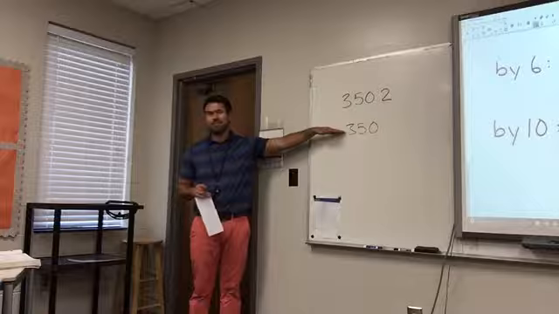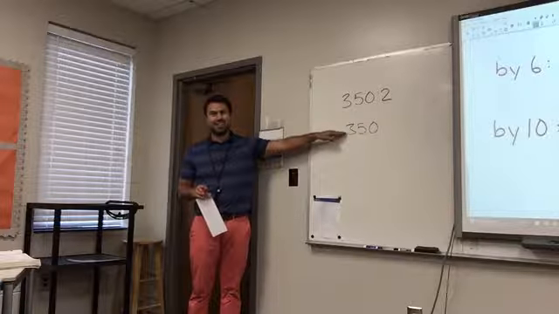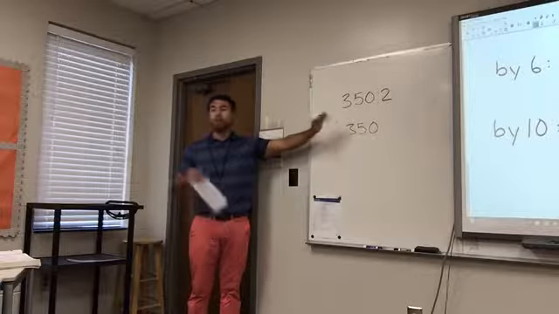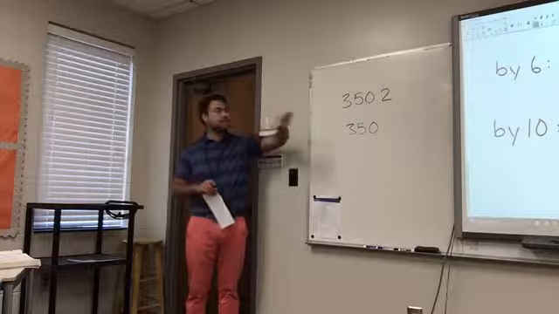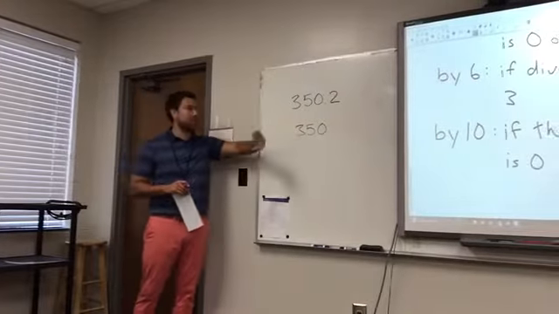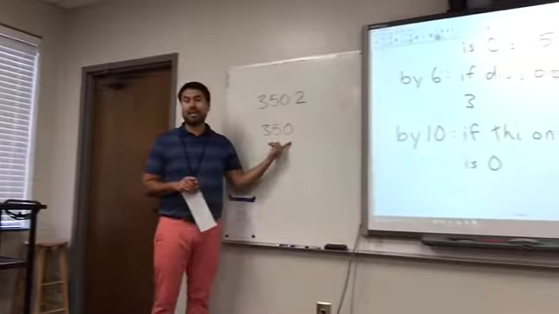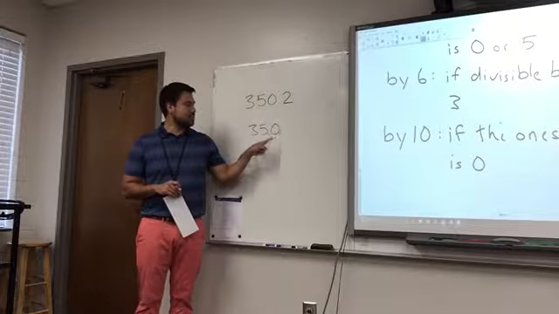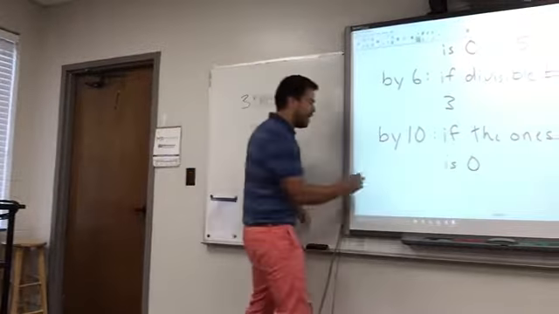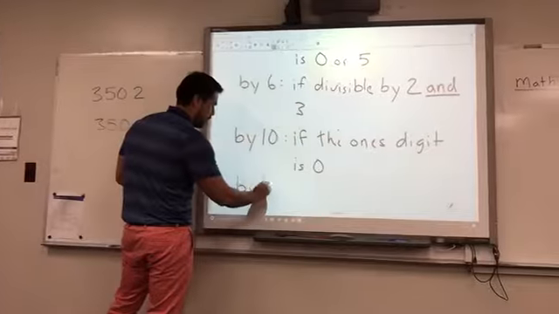By 6? No. Why not? Because it's not divisible by 2 and? Good. It's divisible by 2. Would you agree with that? But it's not divisible by 3. Therefore, it can't be divisible by 6. But what about by 10? Yes, the ones digit is 0, so it's divisible by 10. All right. And then the nice 4.